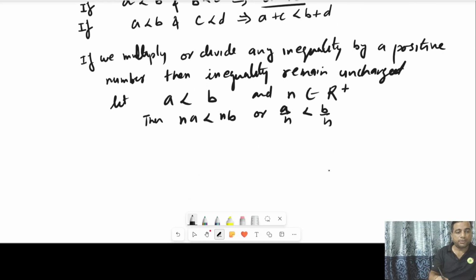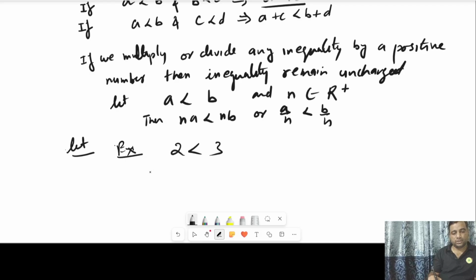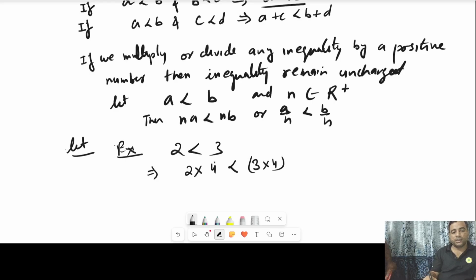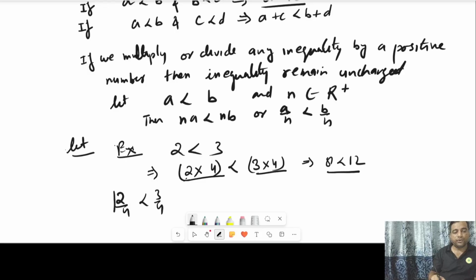Now I am taking a particular example: 2 is less than 3. If we multiply 2 by 4, it must be less than 3 multiplied by 4. Here I am multiplying by a positive number. 2 fours are 8, 3 fours are 12, so 8 is less than 12. Now let me divide by 4. 2 by 4 is less than 3 by 4 because 4 is positive, so the inequality remains unchanged.